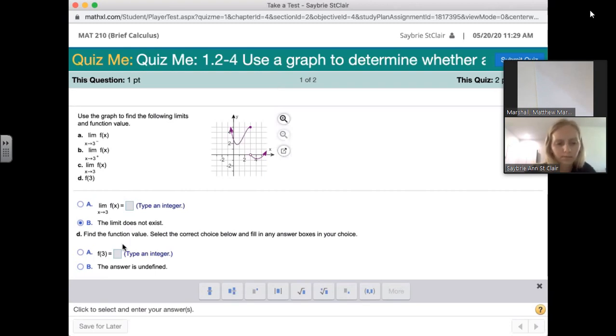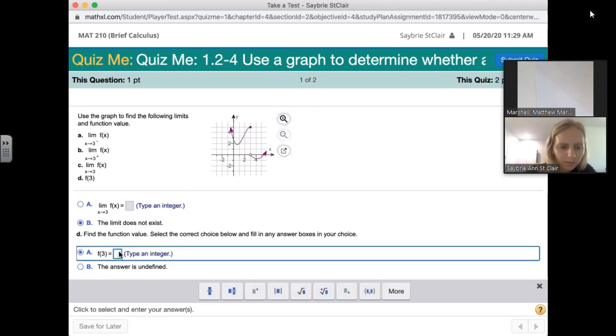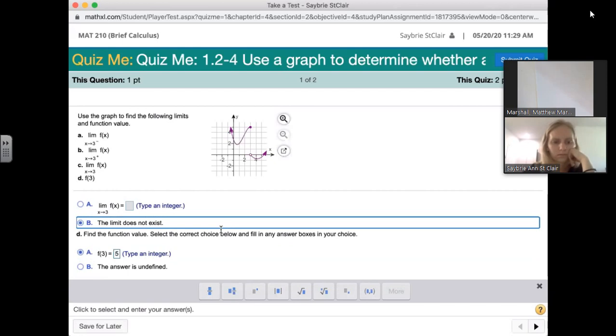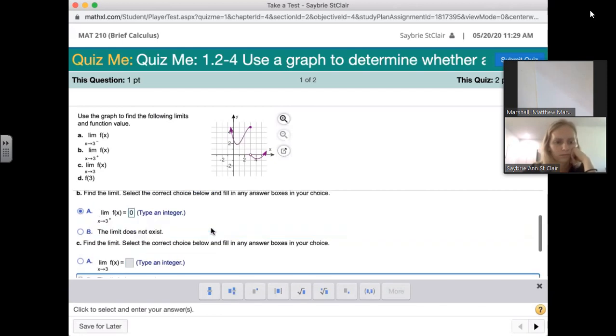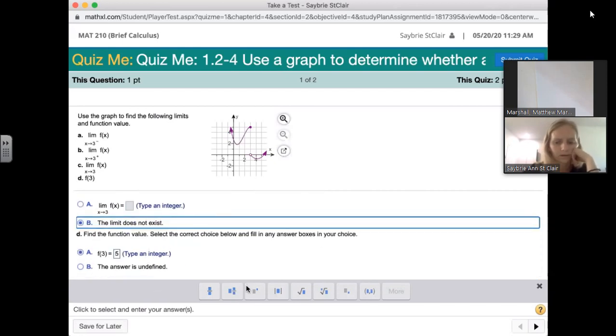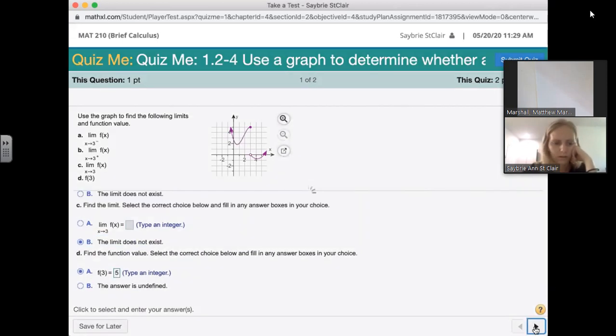And then this next one, easy, just go over to 3 and then find the solid dot number. So that's 5. And then what else? Is that it? Only 4 parts?